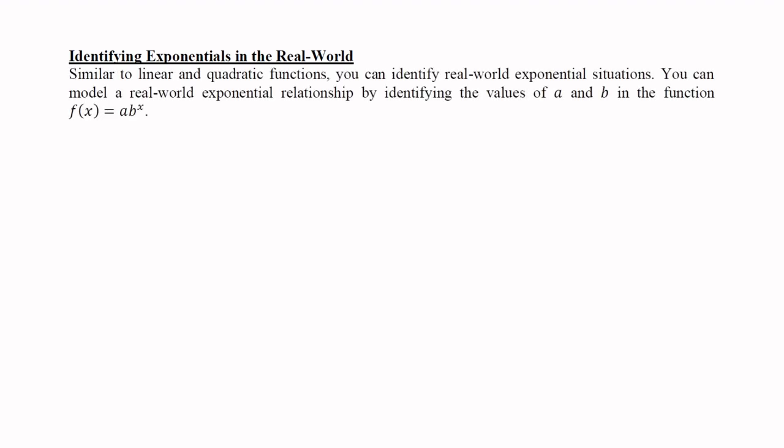Similar to linear and quadratic functions, you can identify real-world exponential situations. You can model a real-world exponential relationship by identifying the values of a and b in the function f(x) = ab^x. In this form, a is your starting value or initial value, and b is your constant ratio.